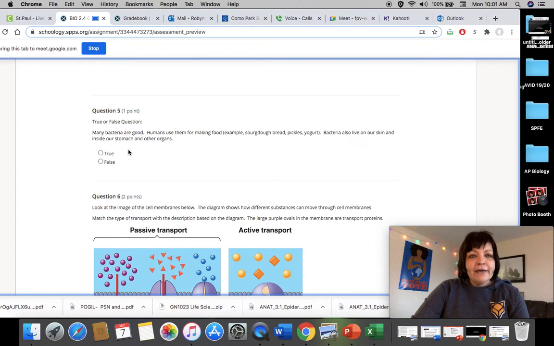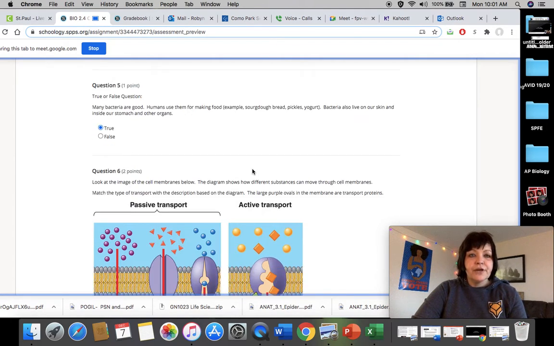Number 5 says many bacteria are good. Humans use them for making food like sourdough bread, pickles, and yogurt. Bacteria also live on your skin and inside our stomach and other organisms. Totally true. So you just have to pick true there.